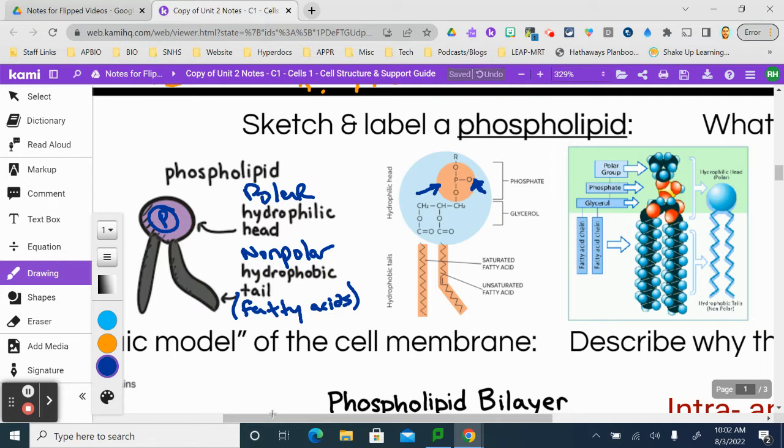And then here are our 2 fatty acid tails, one of them being saturated. Remember, all the carbon-carbon bonds are single. One of them being unsaturated, meaning we have a single carbon-carbon double bond that bends or puts a little kink in that. But this bottom area is hydrophobic or non-polar.